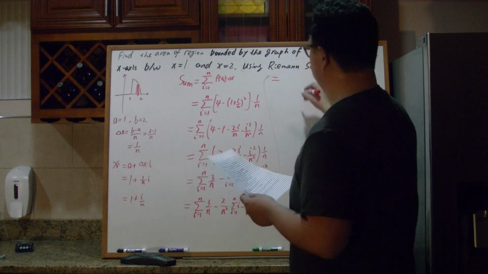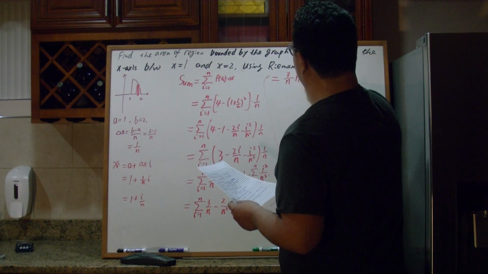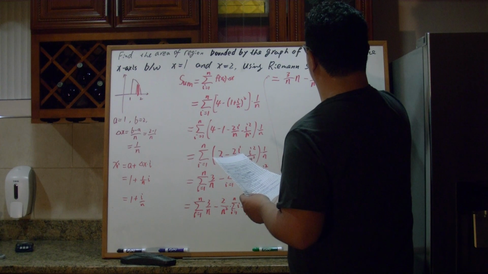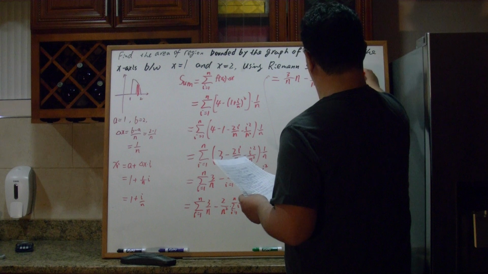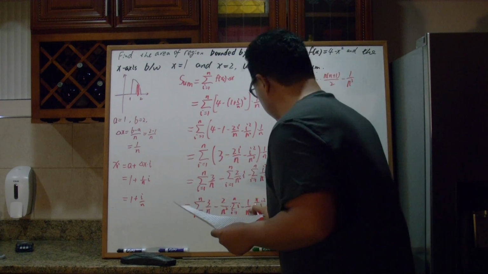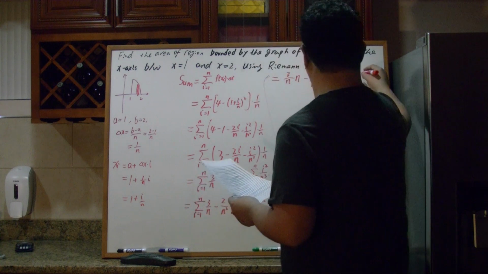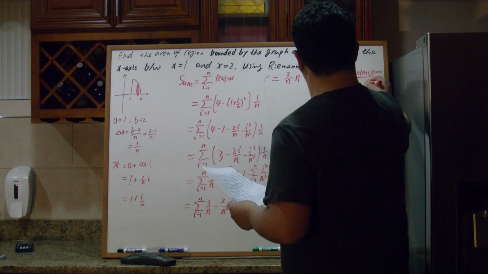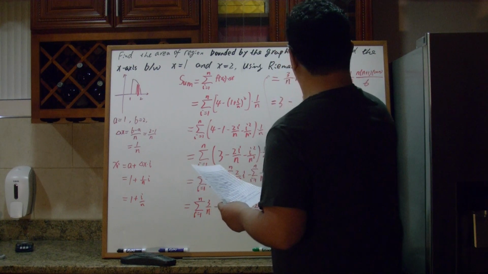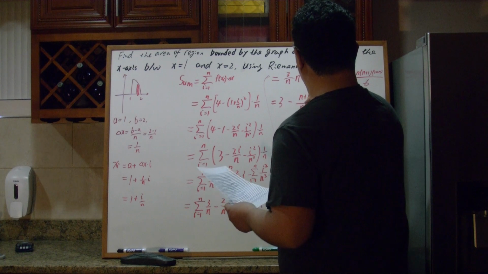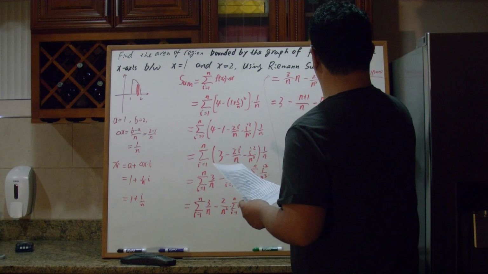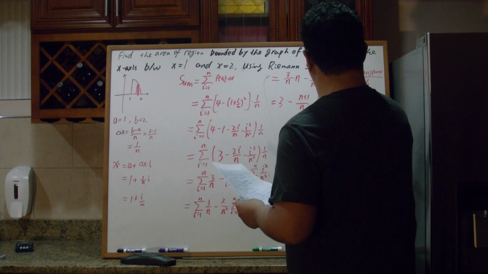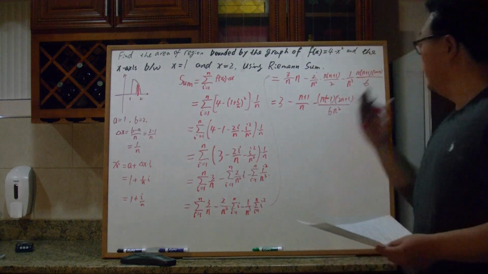What we get is, apply the formula, right? 3 over n times n, minus 2 over n squared, the summation of i is n times (n plus 1) over 2. That's 3 here, minus (n plus 1) over n, minus (n plus 1)(2n plus 1) over 6n squared. Right, that is the sum.